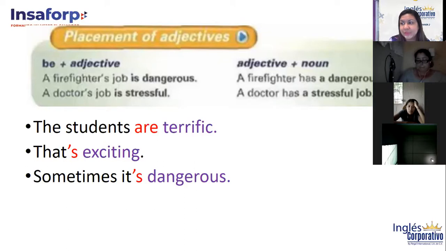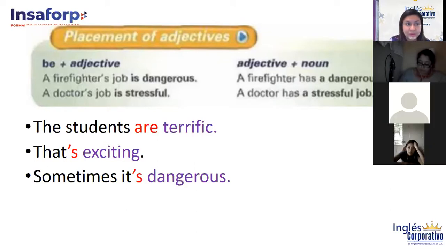More examples. The black book. Can you repeat, Victoria? The black book. A black book, okay, very nice. Another could be a slow bus, for example. Un bus bien lento, slow bus. A friendly person. A quiet person, una persona callada.